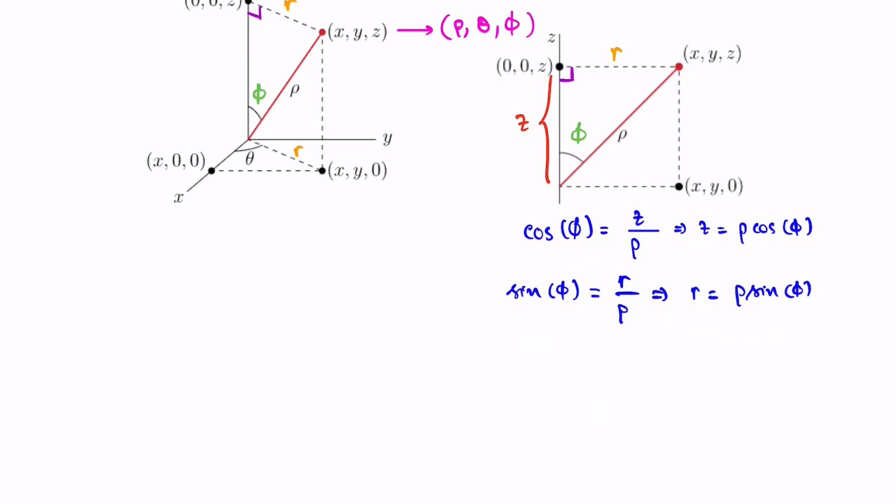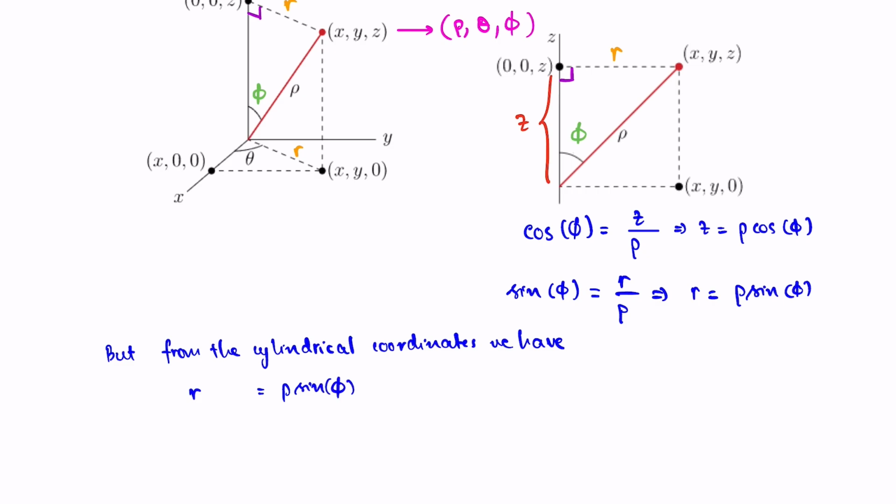But from the cylindrical coordinates, we have that r is equal to rho times sine of phi. If you multiply both sides of this equation by cosine of theta, we achieve an equation where the left hand side is equal to x, because x is equal to r times cosine of theta. So in this case, x is equal to rho times cosine of theta times sine of phi.